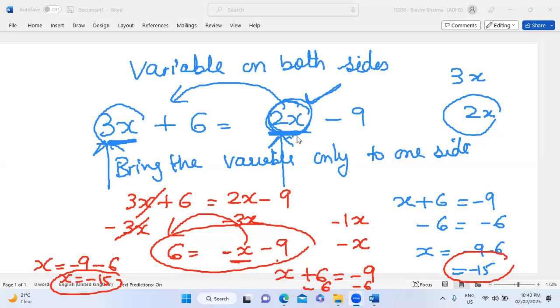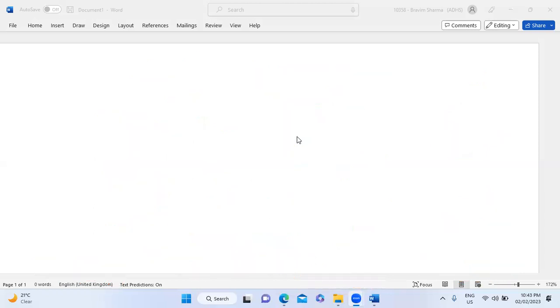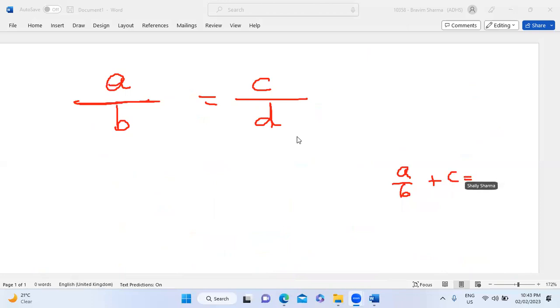Okay. Next comes the third category of questions, where we have fractions across the equal to sign. And the fractions will be complete fractions, like a over b is equal to c divided by d. It should be like this way. It should not be like a over b plus something is equal to d plus e over f. No, not like this. It should be a complete fraction. This a can be anything very complicated. It does not matter. It can be a full expression also.